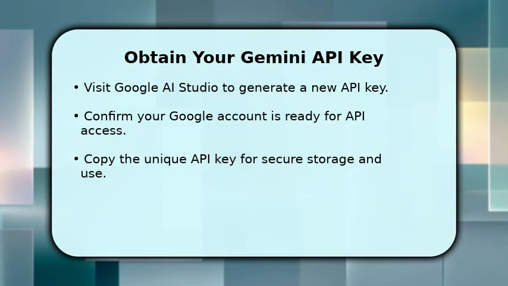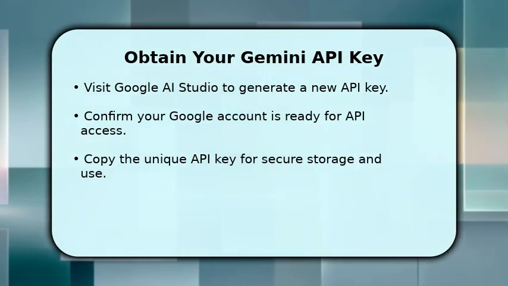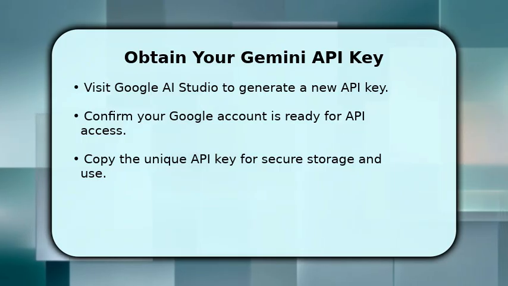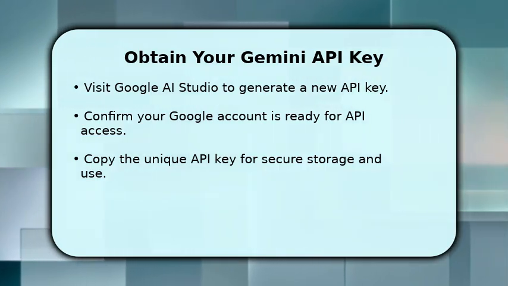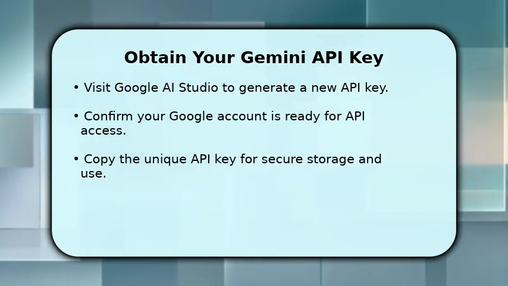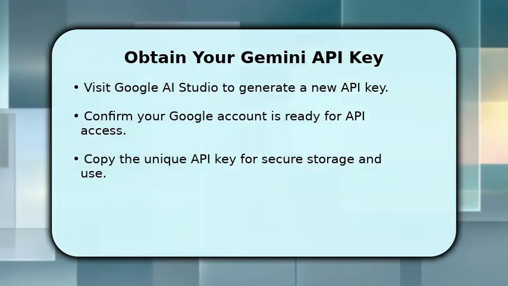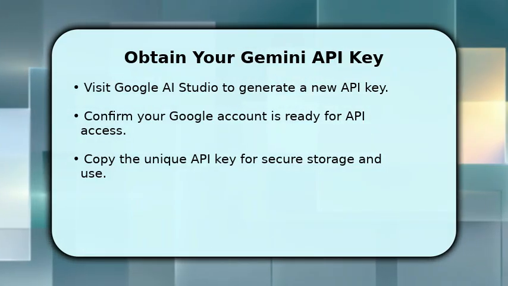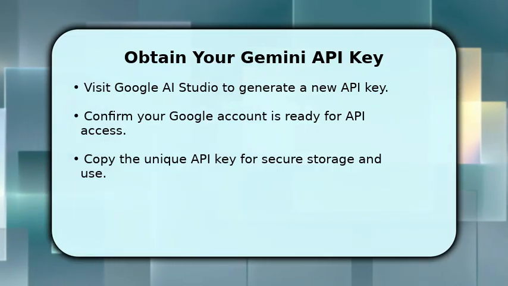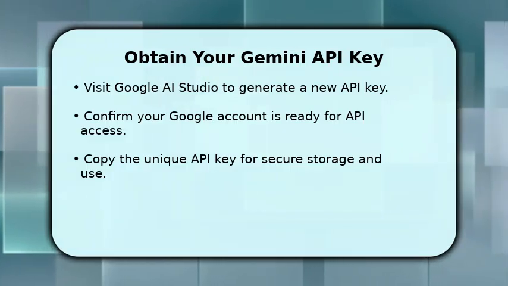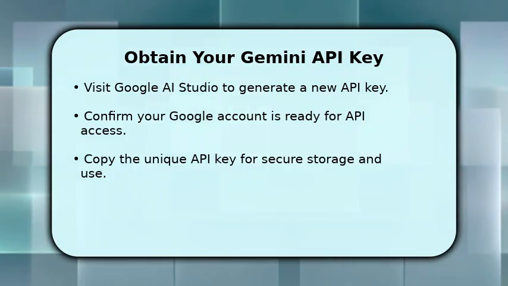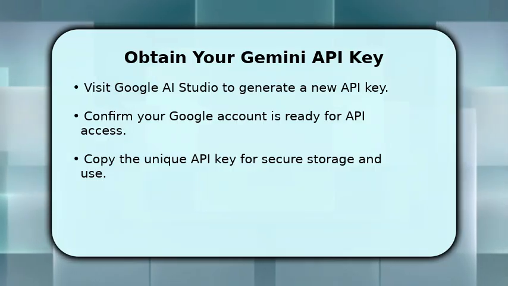To get your Gemini API key, navigate to Google AI Studio. Once there, you can easily generate a new key. It's crucial to ensure your Google account is properly set up and verified to access these developer tools. After generation, carefully copy the entire API key. This key is vital for linking Gemini to Janitor AI, so keep it secure.